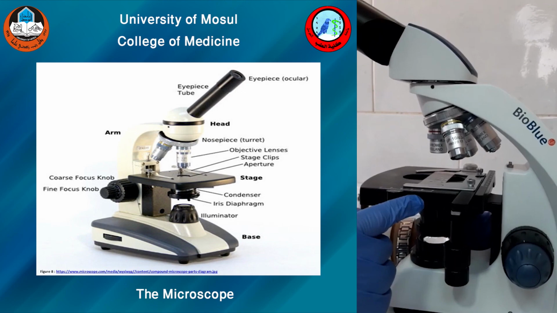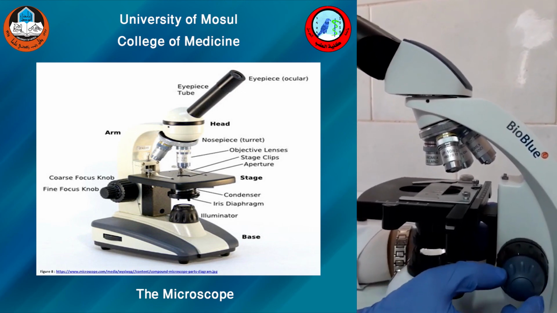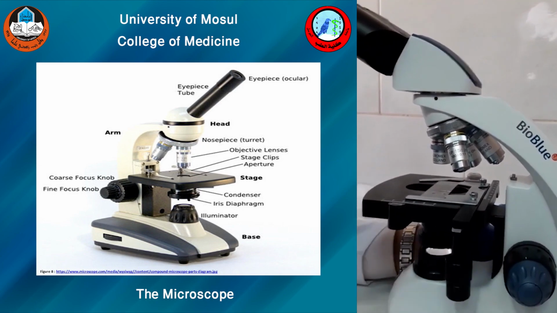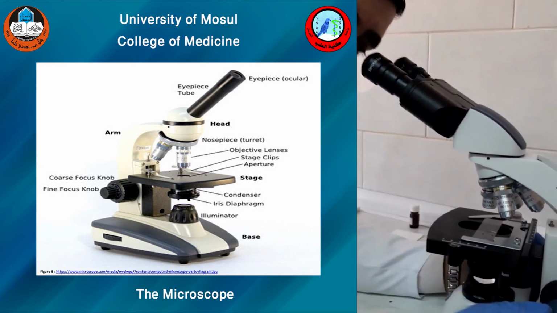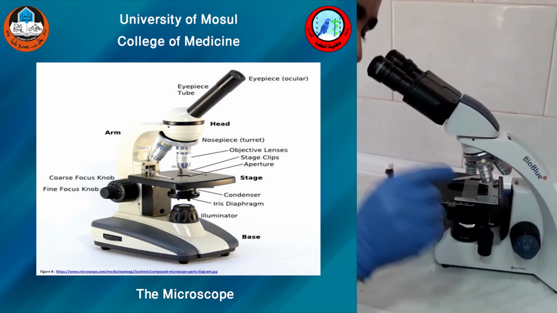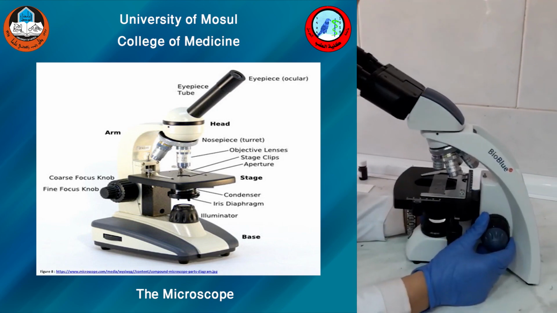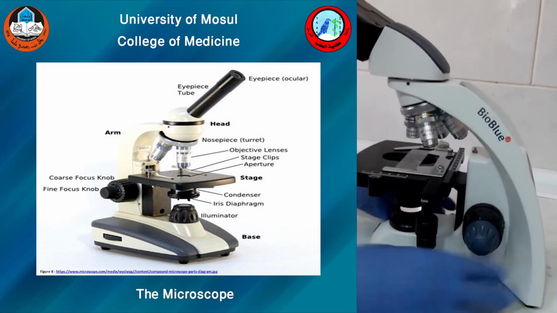Even if it cannot be seen by the naked eye, we can see the effect of using the fine adjustment knob when we are looking through the ocular lens. When we look through the ocular lens and move the fine adjustment knob, we will see the effect on the slide. So this is about the coarse and fine adjustment knobs.